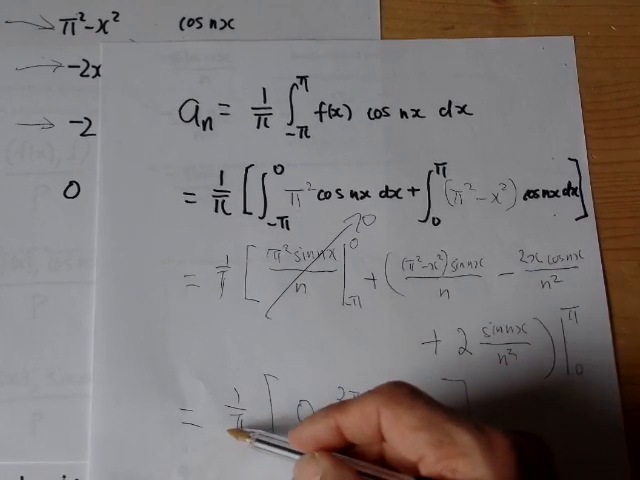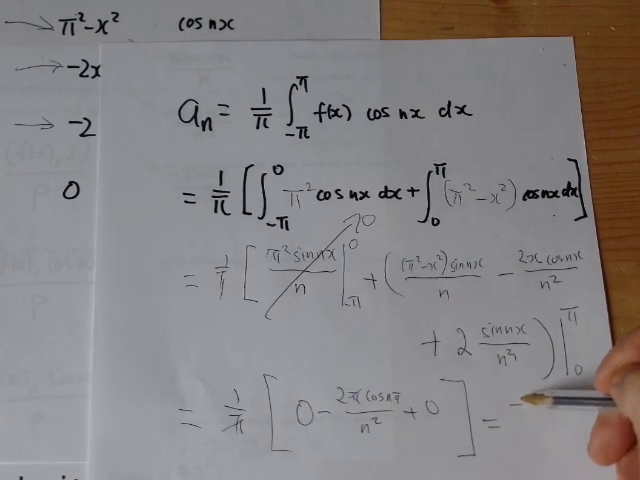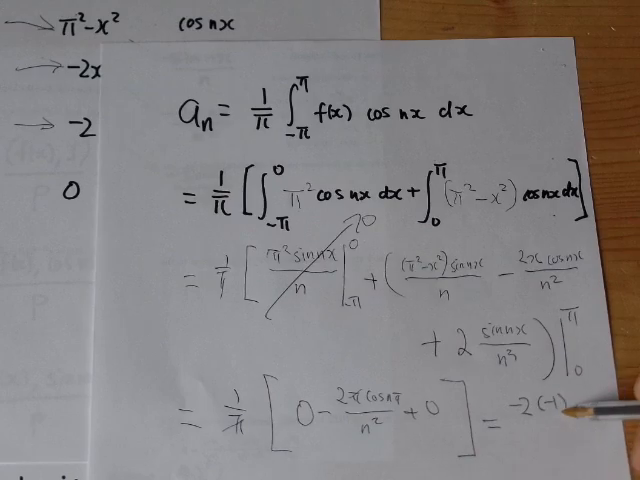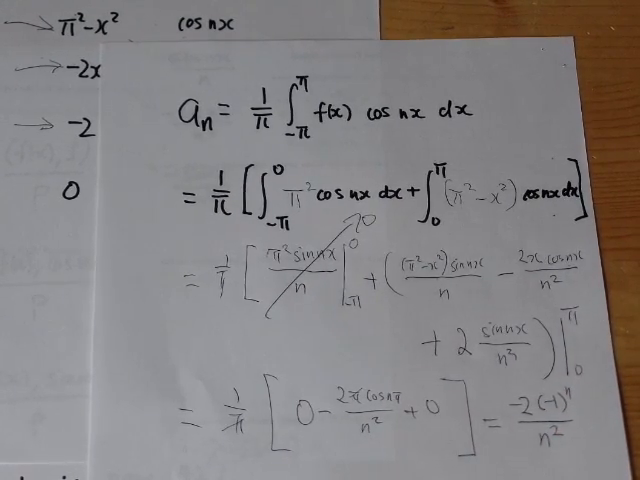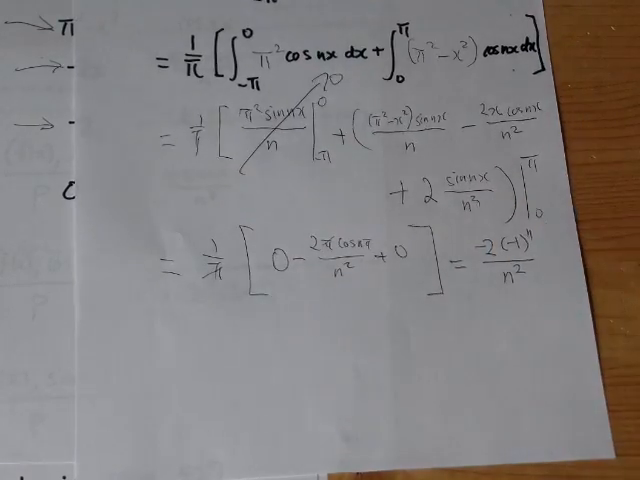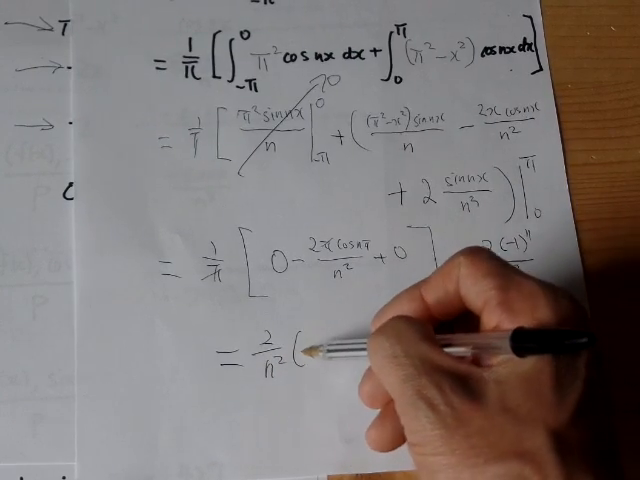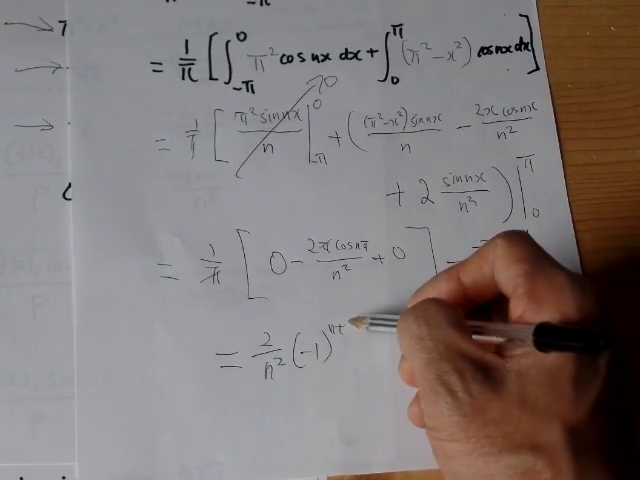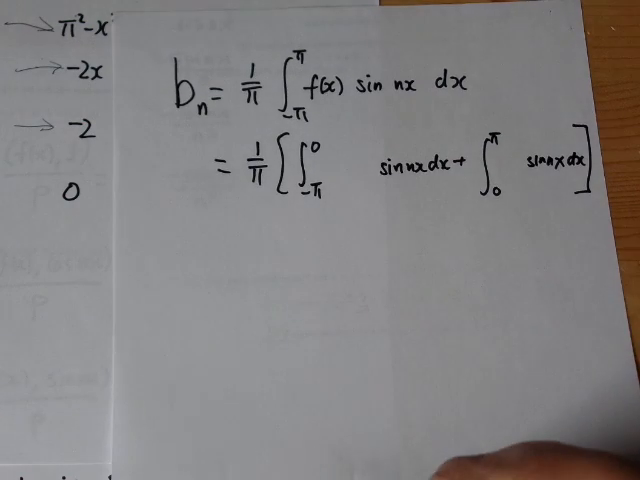So an, if we simplify, this pi cancels with this pi, and it will just be negative 2, negative 1 to the n over n squared. That is my an. Or you can actually simplify that to 2 over n squared, negative 1 to the n plus 1. What would Bn look like? Bn will be this formula over here.